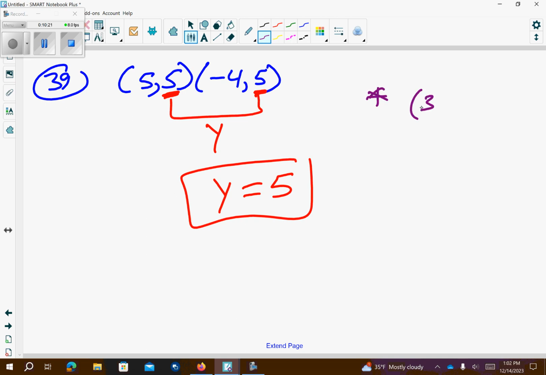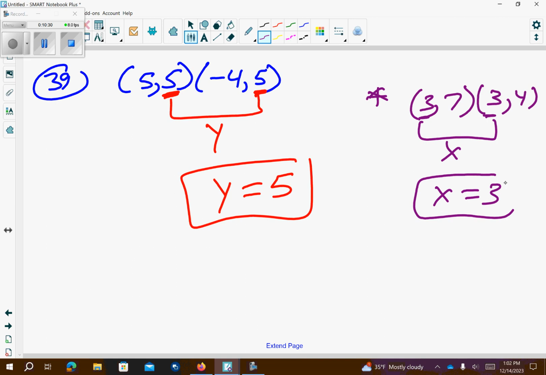Let's say you had (3, 7) and (3, 4). The x values are the same, so your answer is going to be x equals 3. So that's not on your paper, but you might want to make note of that.